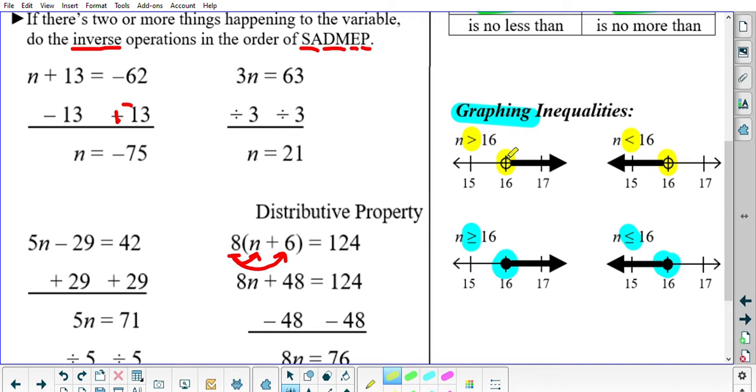If the variable is greater than the number, the greater numbers will be on the right, so you'll shade to the right. But if the variable is smaller than the number, less than 16, then the smaller numbers, the numbers that are less than 16, would be on the left, such as 15 or 14. And so you would shade to the left.